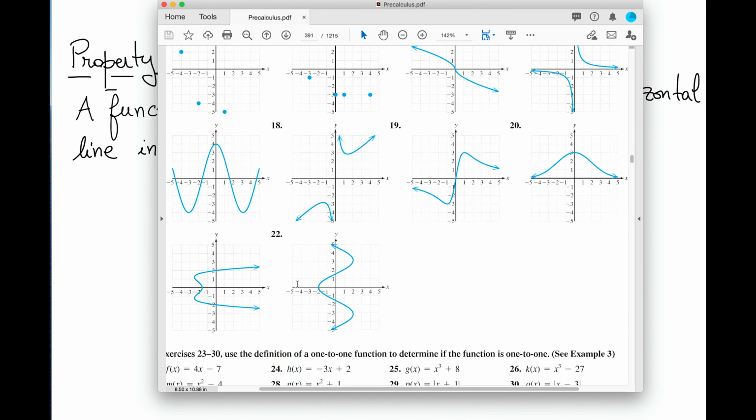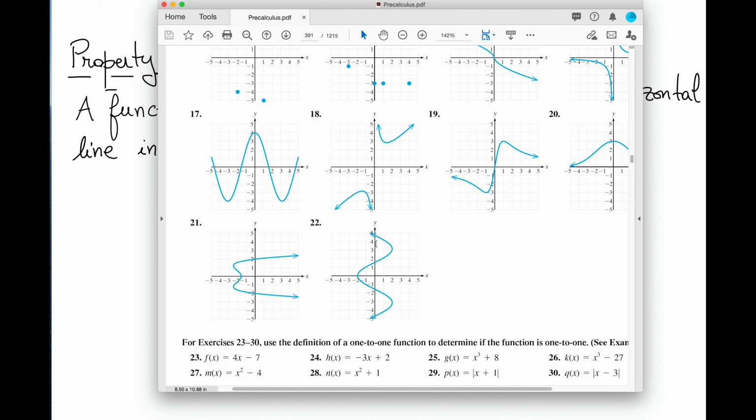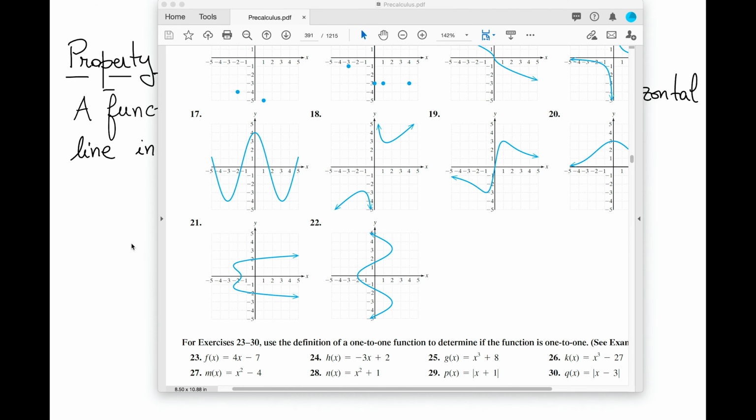How about 22? Well, 22, even though it passes the horizontal line test, doesn't pass the vertical line test, which means it's not a function to begin with. And to be a one-to-one function, it has to be a function. So this is not even a function, and hence it cannot be a one-to-one function.